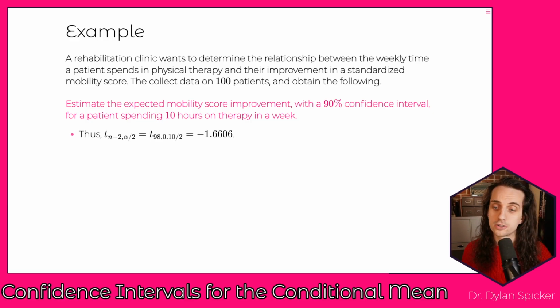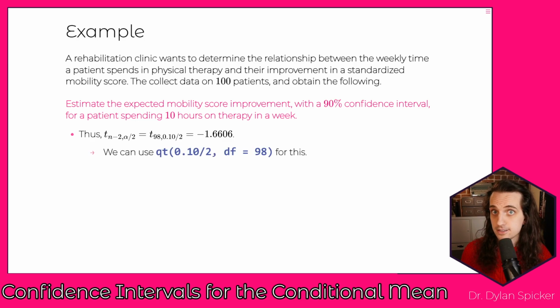Our critical value is going to be our t_{n-2} critical value, with alpha over 2 as the level, right? That gives us negative 1.6606. We get this using our qt function. qt is always going to give the critical values for our t distribution. So that's 0.1 divided by 2. That's the level we want. Degrees of freedom is 98.